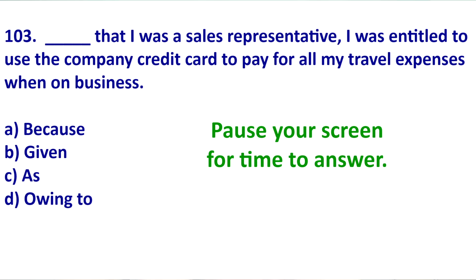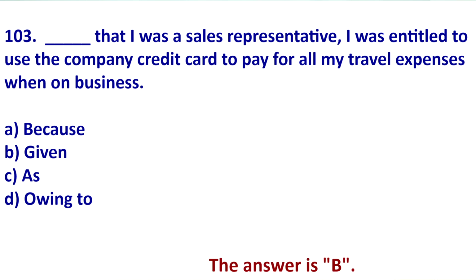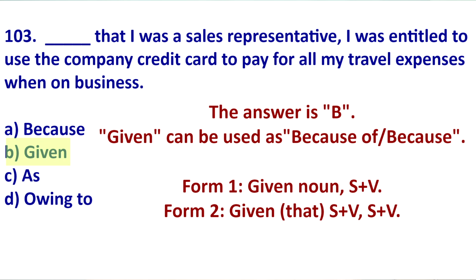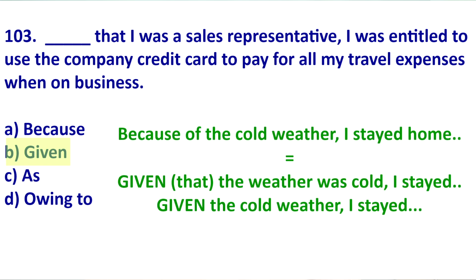And the last one, 103, this is the most difficult. Well, the answer here is B, given. You can say given noun or given that subject plus verb, and this can equal because of. However, if you use given, you usually are going to go noun or subject verb after it. For example, because of the cold weather, I decided to stay home. Given that the weather was cold, I decided to stay home. Given the cold weather, I decided to stay home.